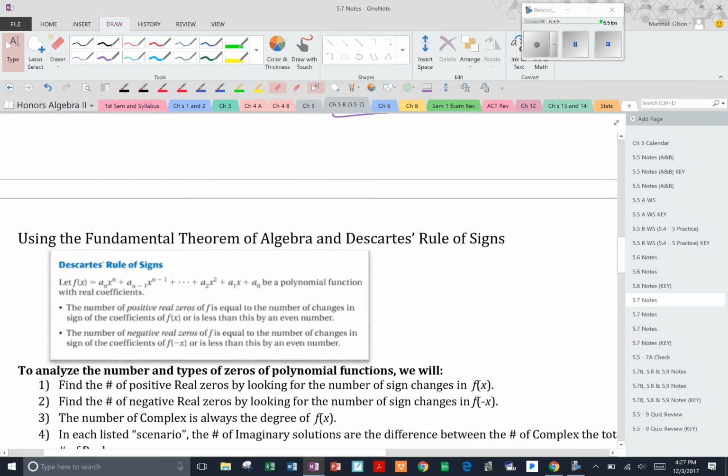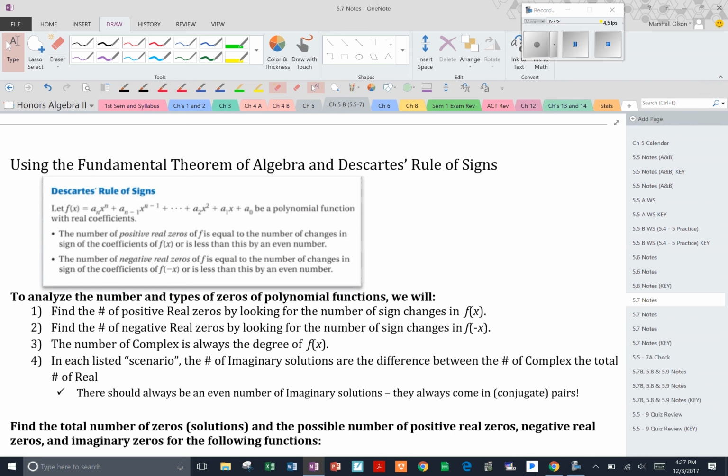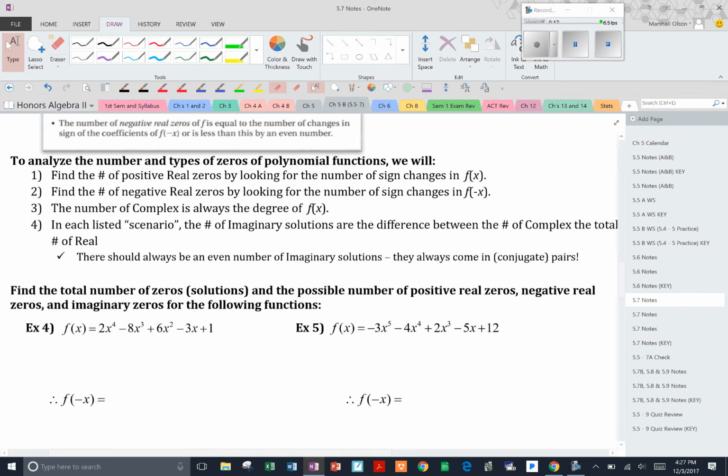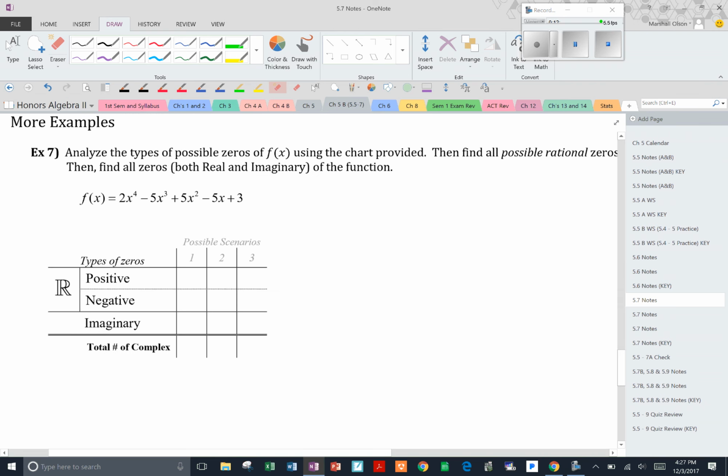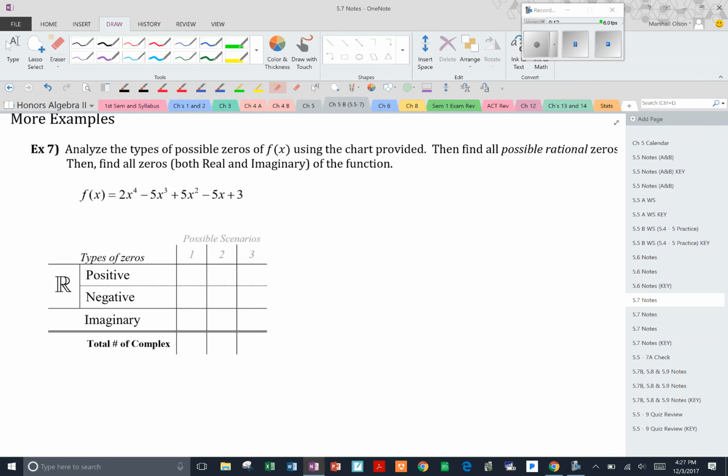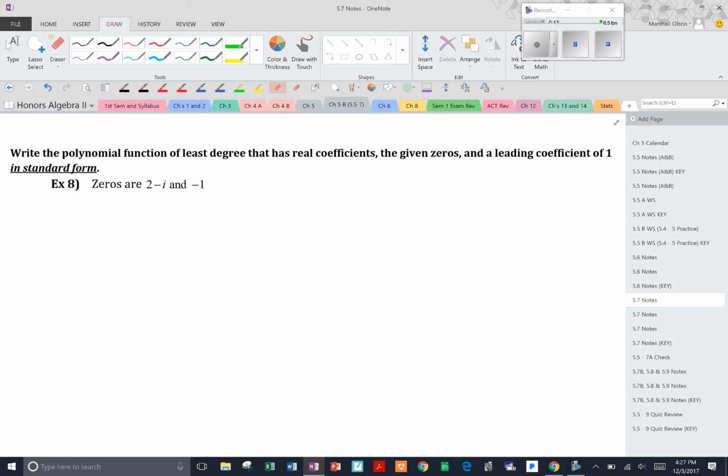Okay, on the next page, we get Descartes' rule of signs. We're going to take care of that actually in the next video. What I'd like you to look at is the last example in the packet or in the notes that you have, example 8, because it's similar to the problems that we just did. So example 8 gives you these two zeros, 2 minus i and negative 1. So the negative 1, it's easy as a factor, that gives us x plus 1.